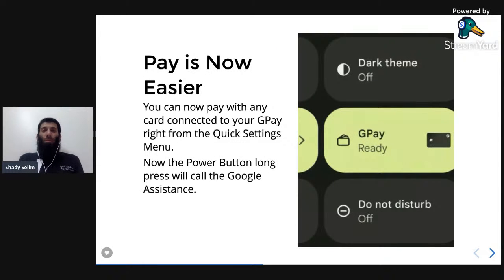Earlier, it was easy, but now it's easier. You can now just pay from your quick settings menu. If you need to pay anything, just open the menu, click on GPay, and voila, you paid your order.